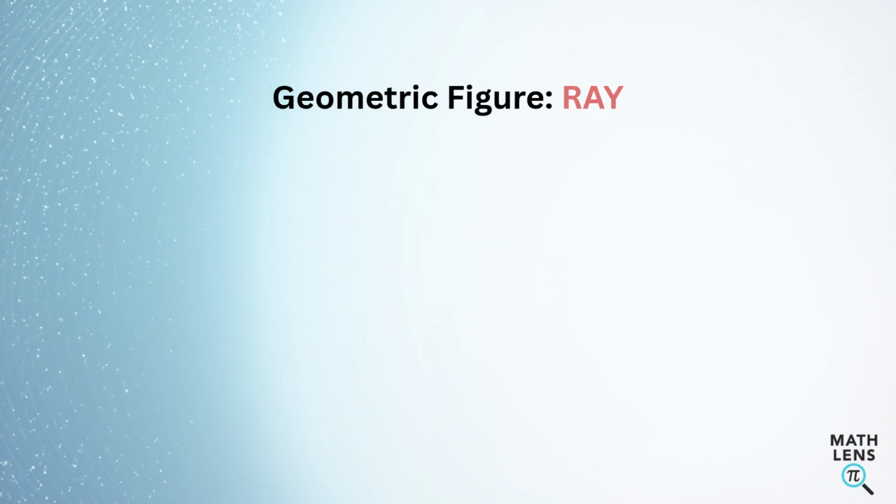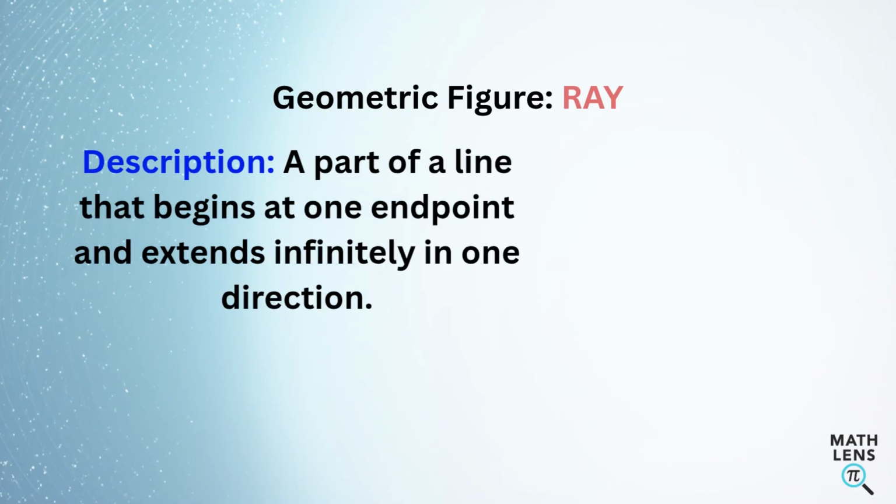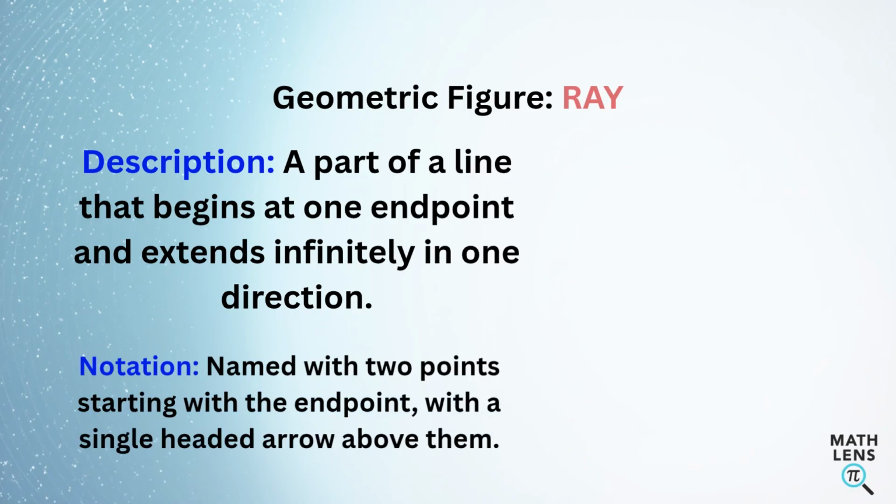Next, ray. A ray starts at a single point, known as the endpoint, and then extends infinitely in one direction. In naming a ray, it's important to highlight the starting point first. This is the endpoint. For example, in our diagram, if point A is the endpoint and it extends through point B, we would represent this as ray AB. In notation, a single-headed arrow above the points signifies a ray.